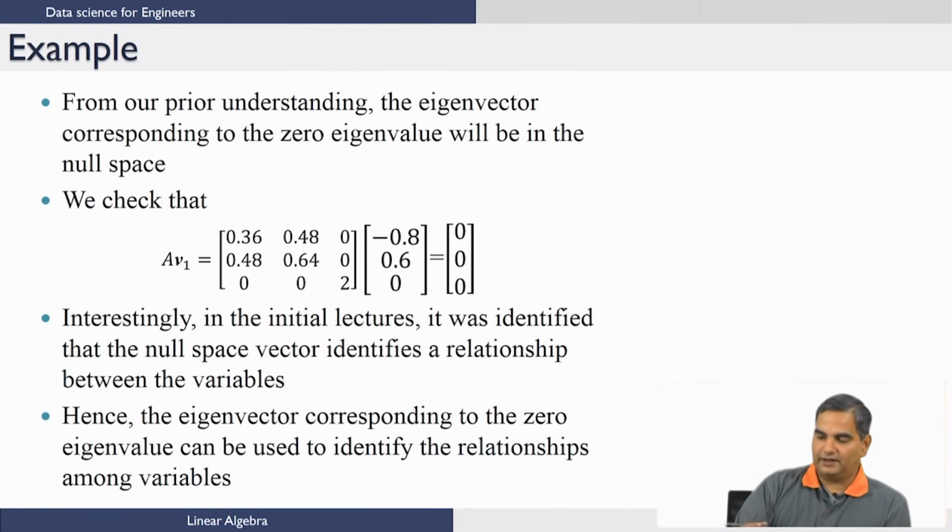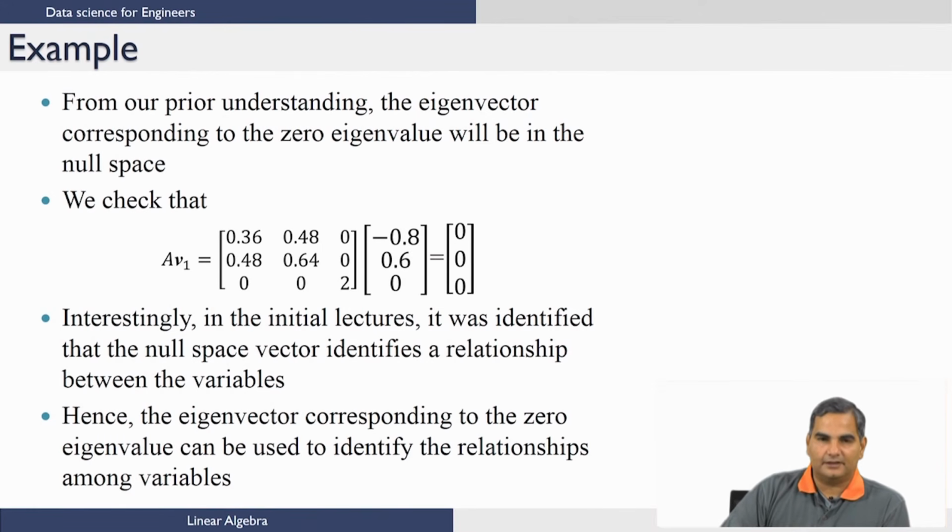So, let us first check A times nu 1. This is the A matrix, and I have A times nu 1 here. You can quite easily see that when you do this computation you will get 0 0 0, which basically shows that this is the eigenvector corresponding to 0 eigenvalue.